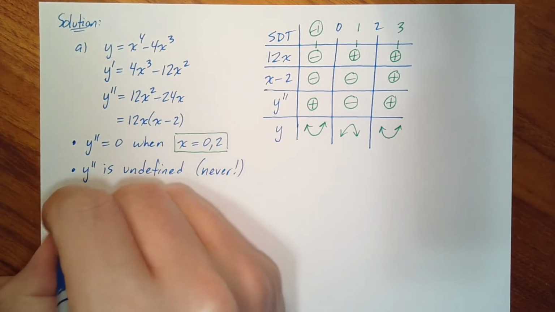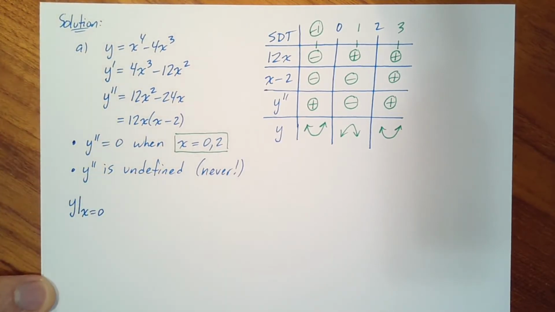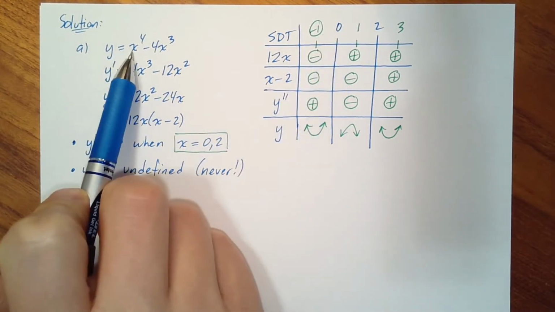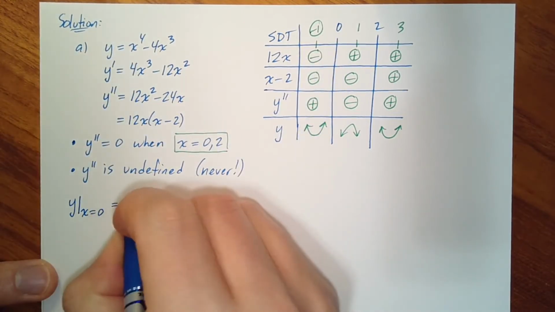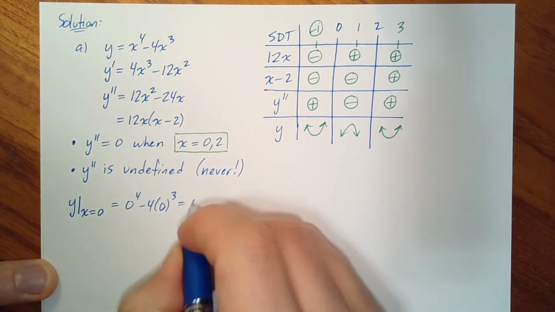So let's find the y values of those points, because we're going to need to give those as part of our answer. So let's evaluate the function y when x is equal to 0. Plugging 0 in for x here, you're going to get 0 to the power 4 minus 4 times 0 cubed, and that just works out to be 0, right?